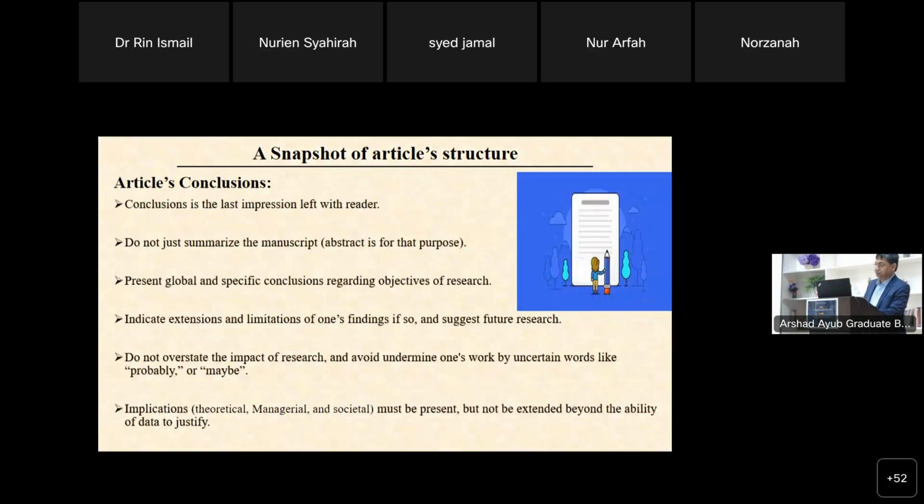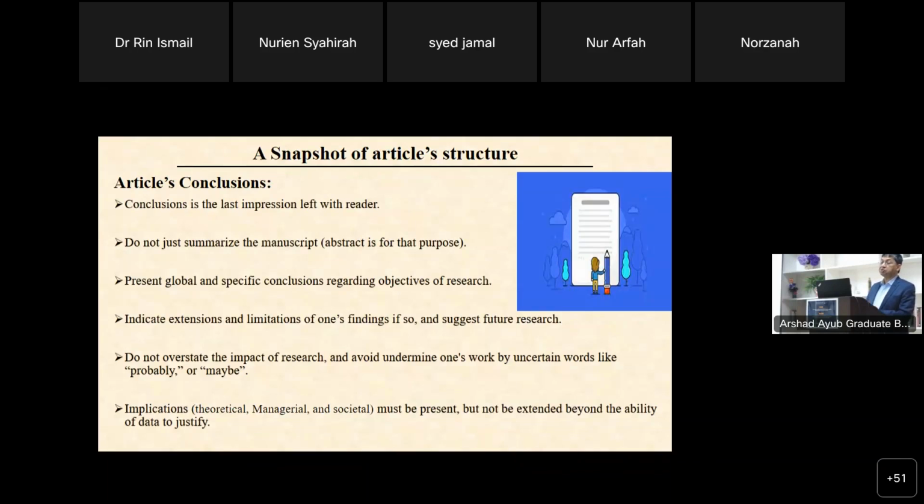Now, conclusion. The article's conclusion is the last impression left with the reader. Do not just summarize what you have already done in the abstract. We have a tendency to do that, I do that too. You have to summarize, but you have to go beyond summarization. Present global and specific conclusions regarding the objectives of the research. Indicate extensions and limitations of one's findings, and if so, suggest future research.